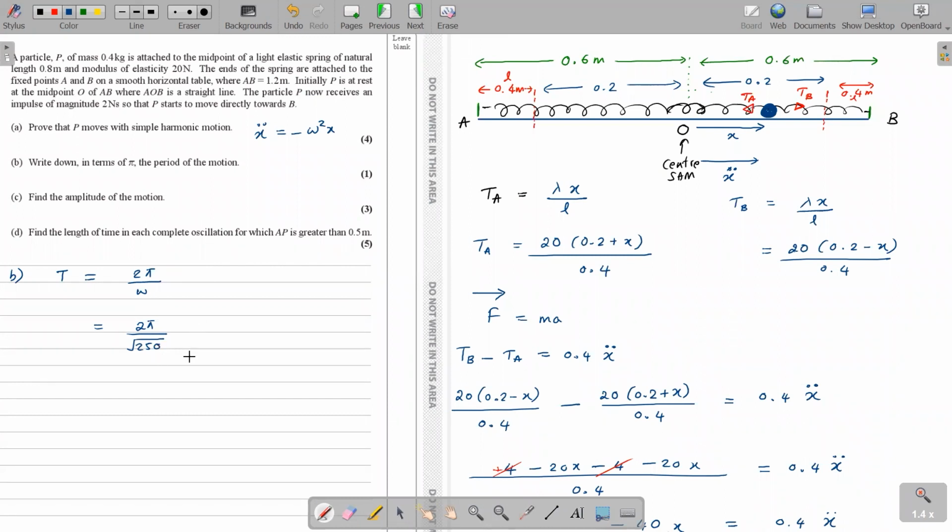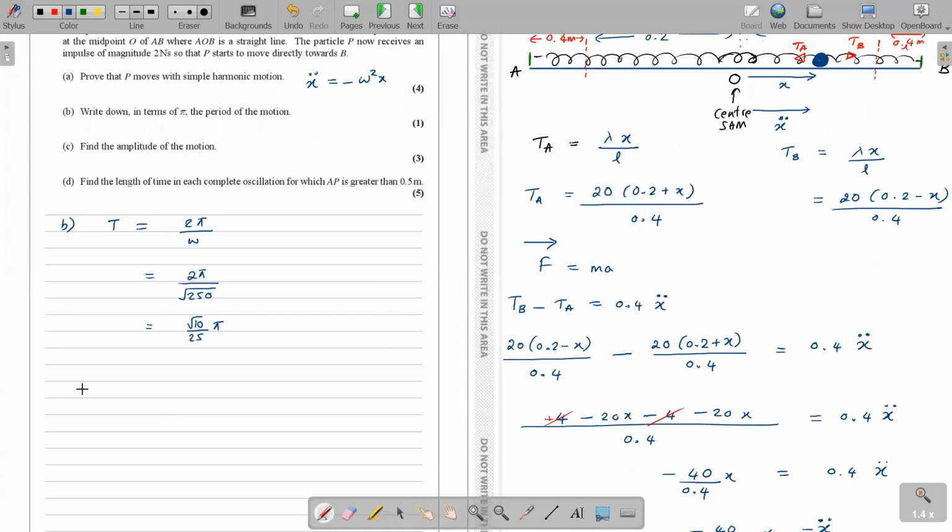You can keep it like this, or you could simplify. You could keep it as 2 pi over root 250, no problem. This simplifies into a simpler form: root 10 over 25 pi. Okay, this is better. You could keep it as it is, but it's better to keep it in the exact form here.